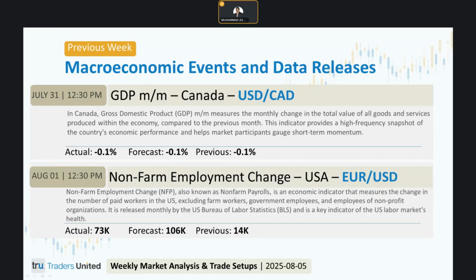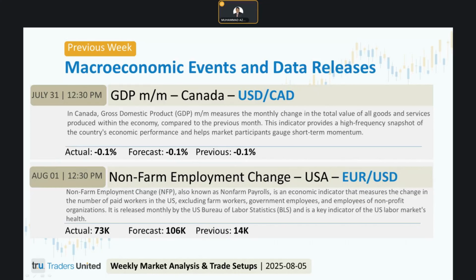This is also known as the NFP or non-farm payroll data report as well. The US non-farm employment change, commonly known as non-farm payroll or NFP, tracks the monthly net change in employment, excluding farm workers, government employees, and those employed in private households or non-profit organizations. This critical labor indicator is released by the US Bureau of Labor Statistics and provides a direct signal of the nation's economic strength and hiring trends across major sectors.